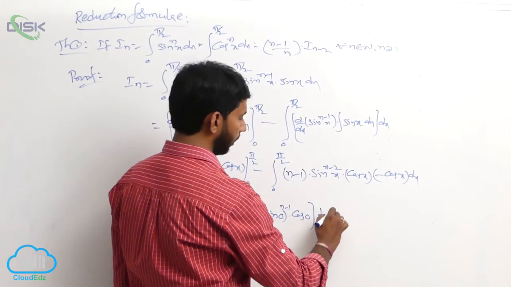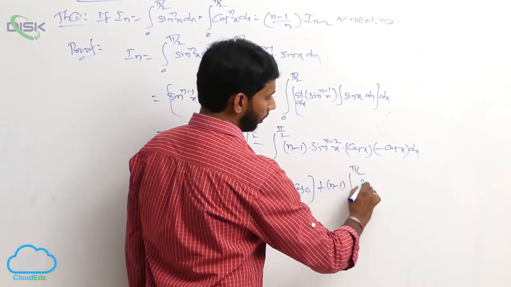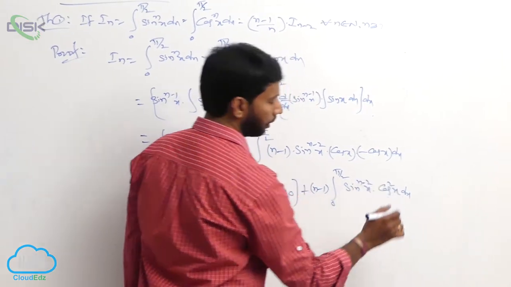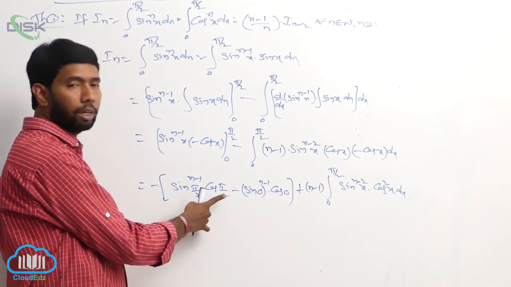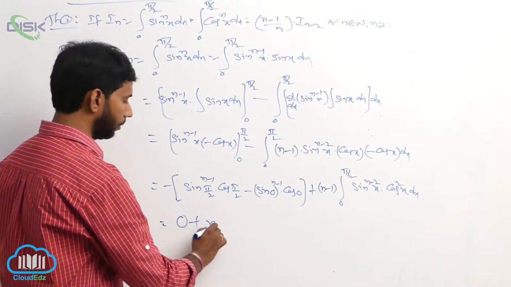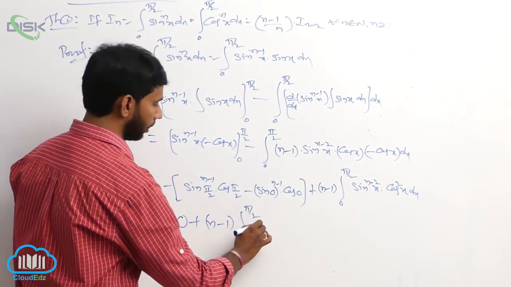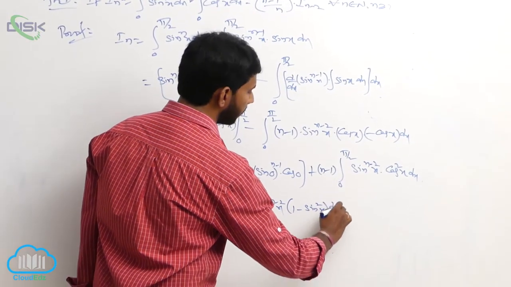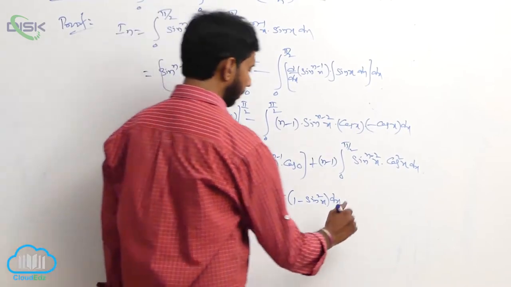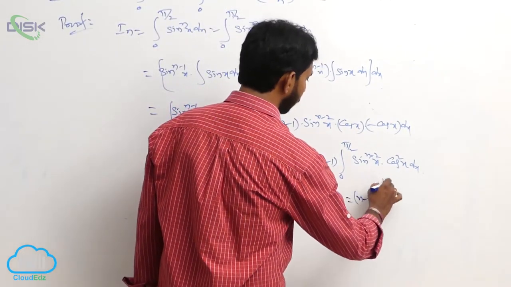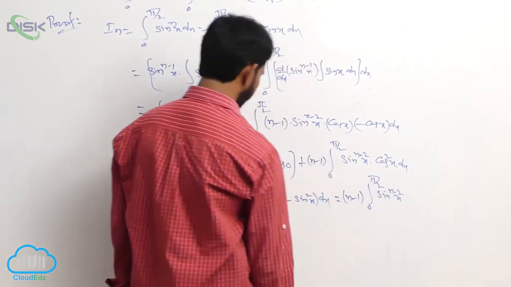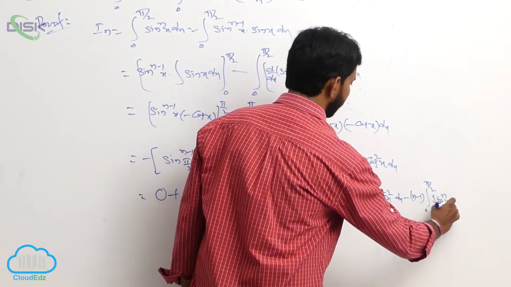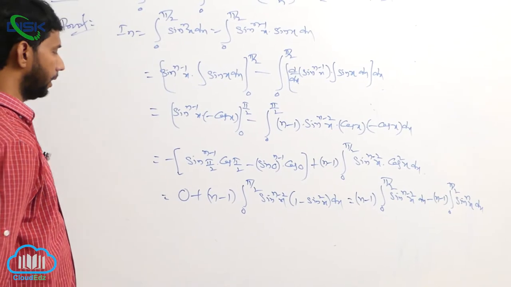Here minus of minus is plus: n minus 1 into integral 0 to pi by 2 of sine power n minus 2 x into cos into cos, that is cos square x dx. Here sine 90 value is 1, cos 90 value is 0, total value is 0. So 0 plus n minus 1 into integral 0 to pi by 2 of sine power n minus 2 x into cos square x, which can be written as 1 minus sine square x dx. Multiply the terms: n minus 1 of integral 0 to pi by 2 of sine power n minus 2 x dx, minus n minus 1 of integral 0 to pi by 2 of sine power n x dx.